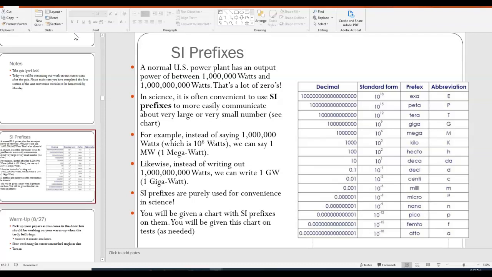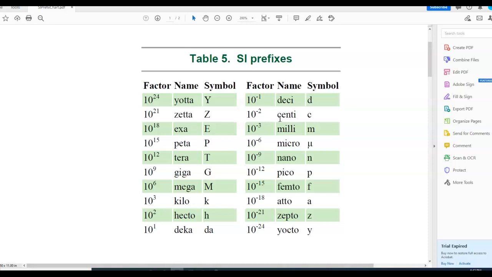Okay, so in the last video, we talked about order of magnitude and we introduced the concept of the SI unit system. And we ended off by talking about the concept of SI prefixes. Now, remember that SI prefixes are basically what you see here in this chart right here. And basically, these are prefixes that are used to very easily indicate very big or very small numbers.